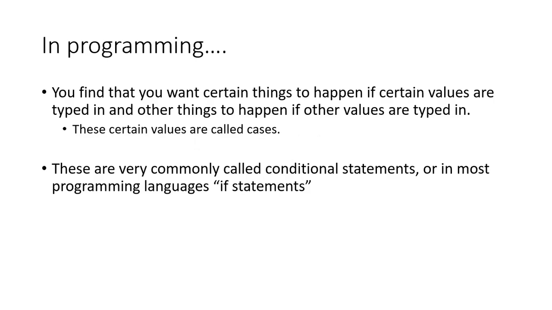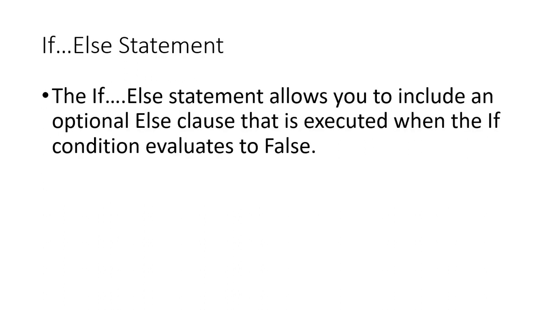So today we're going to talk about if, then, else statements, which are another kind of thing in our programming repertoire. It's kind of like the second part of if statements. So in programming, sometimes you're going to find that you want certain things to happen if certain values are typed in, and other things to happen if other values are typed in. These certain values are usually called cases. Very commonly, they're called conditional statements. However, in most languages, you're going to call these if statements. And we talked about just if statements last time, right? That was if something is true, something happens. Well, sometimes we want this optional else clause that's going to execute if the if condition evaluates to false. So if the if is false, we want something else to happen, right?